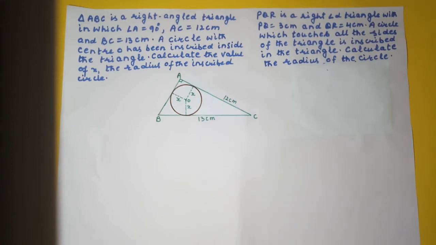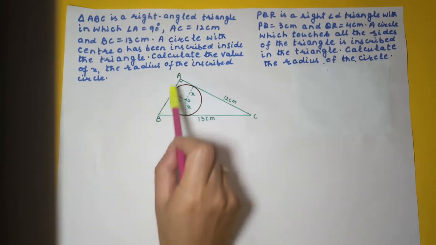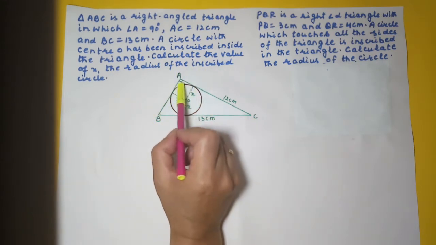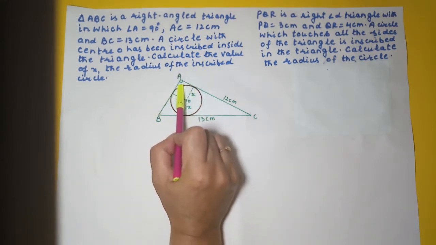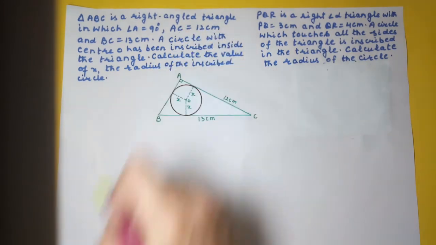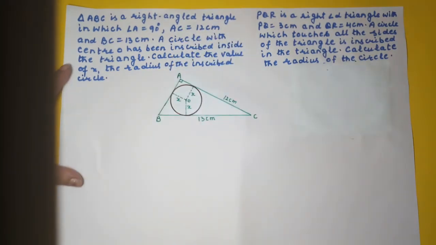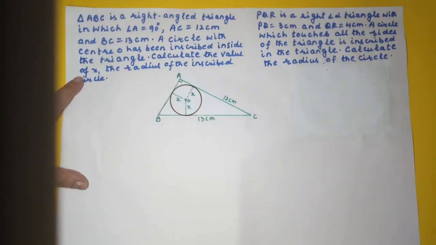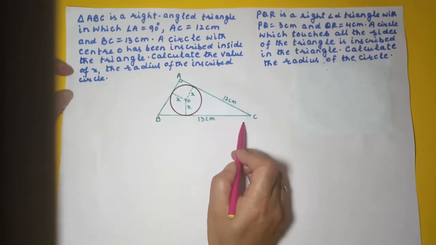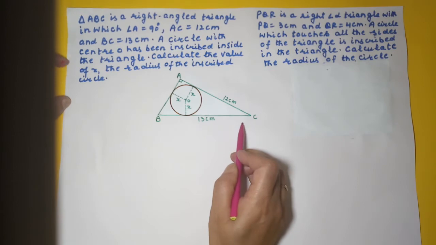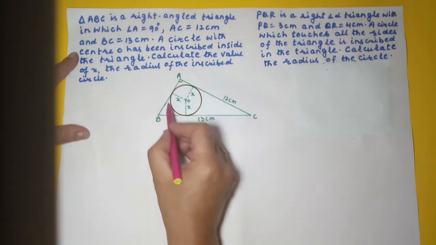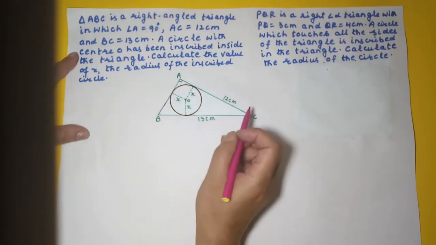In this video, we are continuing with the tangent properties. Now, we are given a right angle triangle ABC, which is right angled at A. So, angle A is 90 degrees, and he has also given us the length of AC as 12 centimeter, length of BC as 13 centimeter, and there is a circle which is inscribed inside a triangle.